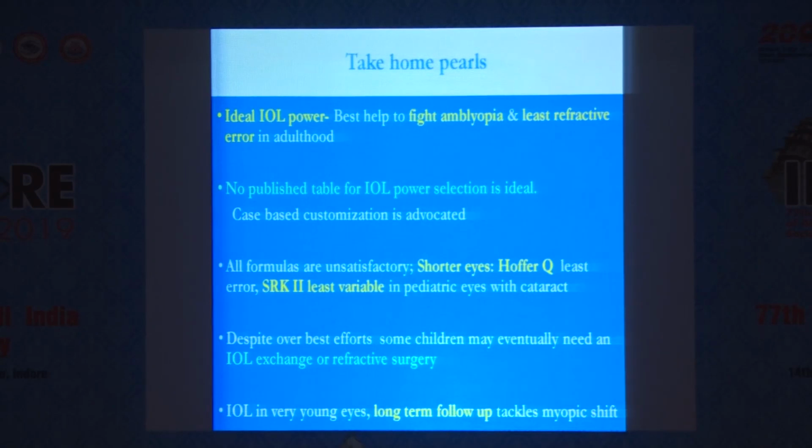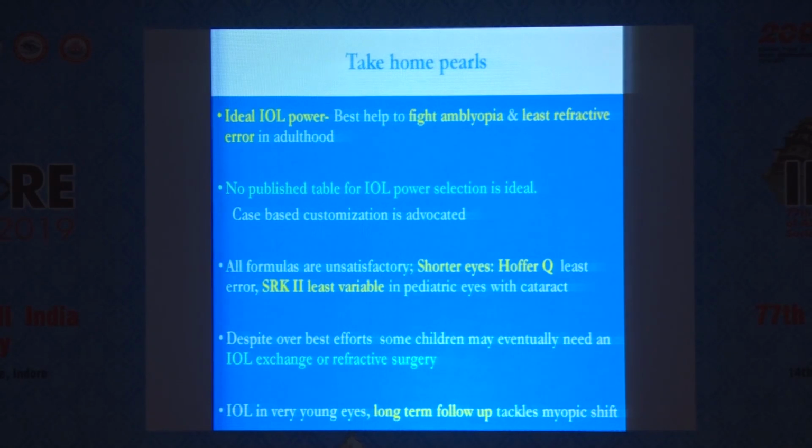So to conclude, the IOL power that has to be placed that's ideal for the child is that which fights amblyopia and gives the least refractive error in adulthood. It has to be a case-based customization when we choose. There is no published table for IOL power selection, and all formulas are unsatisfactory. For shorter eyes, we could choose Hoffer Q, and SRK2 has the least variability in pediatric eyes.